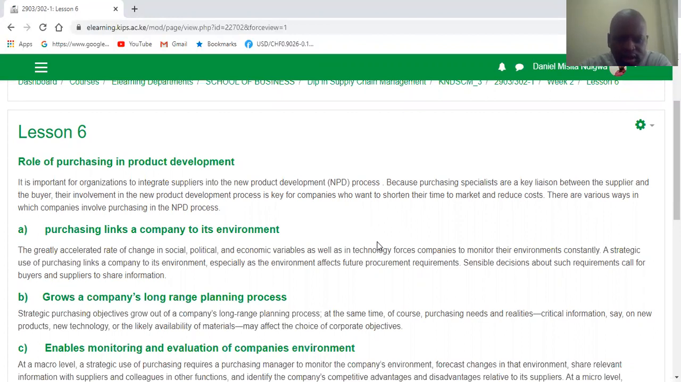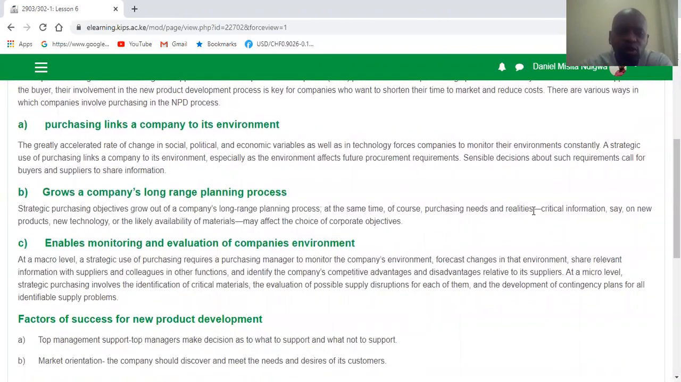It can either be the internal environment that is within the organization or the external environment. So purchasing will allow you to be able to interact with those environments. The other important role is that it grows a company's long-range planning process. So because of purchasing or strategic purchasing, you're able to achieve your objective at the end of the day. This allows you to have a better planning process, and through planning, therefore, it means that production will be continuous or uninterrupted.